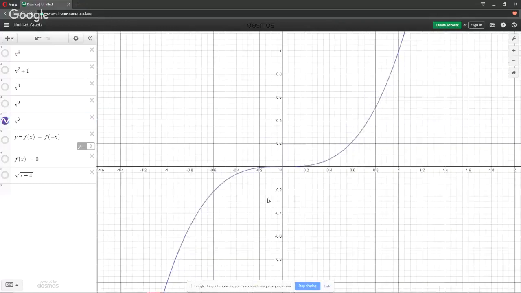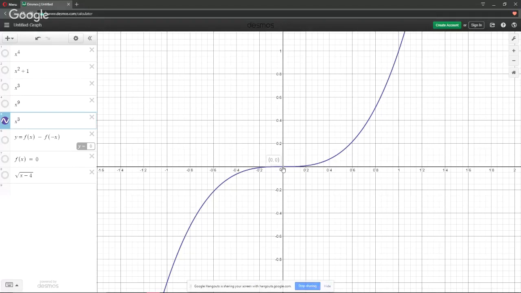Is this symmetrical with respect to the origin? Yeah, it's symmetrical. So if it's symmetrical with respect to the origin, what does that make it, even or odd? Say odd. Go with odd. I'm guessing it's odd. Is it odd because of the odd number? No, it's odd because it's symmetrical with respect to the origin.